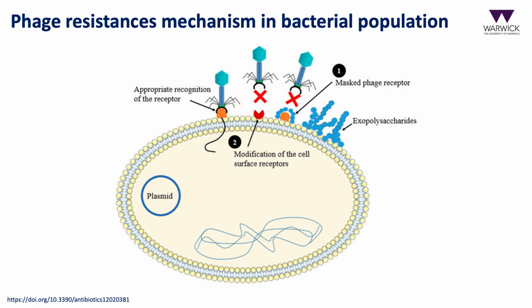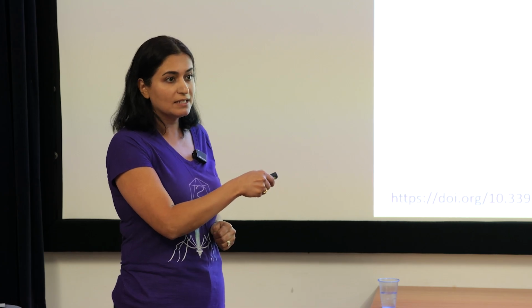But bacteria also try to resist, right? They don't want to get infected, they don't want to be killed, right? So what they could do, for example, is mask this phage receptor so phages cannot bind to it, or they could modify the cell surface receptors so the attachment site on the phage cannot work anymore. Okay? But then bacteriophages find a way. They also evolve their attachment sites, and they find a way to bind to the bacterial cell surface again.